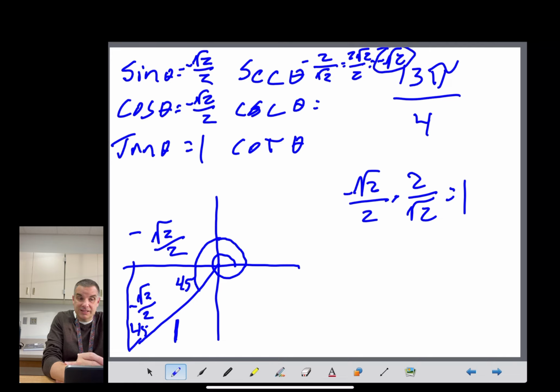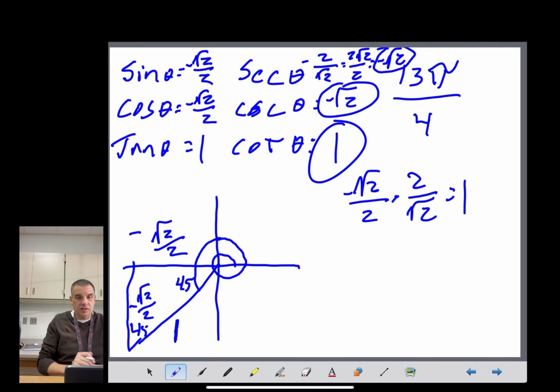That means that this is going to be the same thing. So negative square root of 2. And the cotangent, because it was negative and negative, that's why it's positive. The cotangent is just going to be 1. So there are your 6 trig ratios, or the 6 exact trig ratios, for 13 pi over 4.